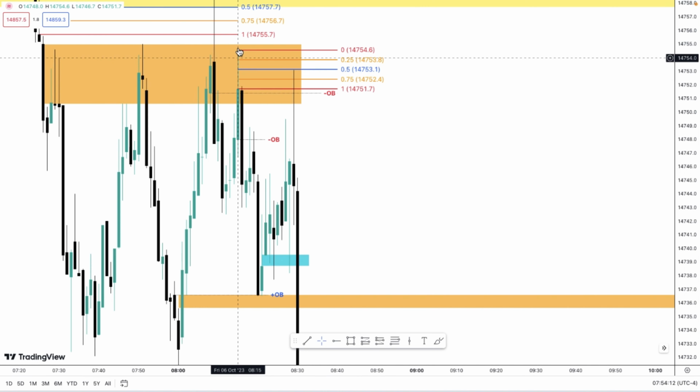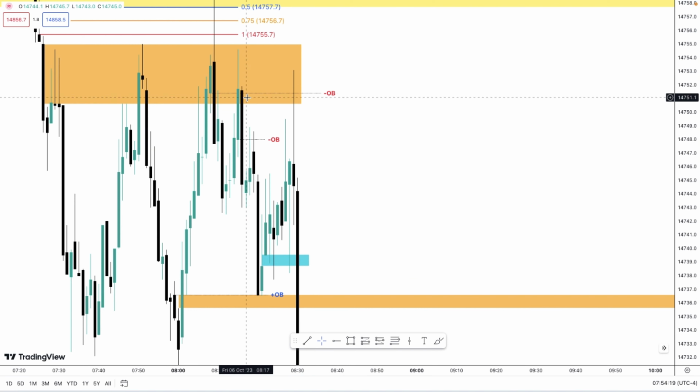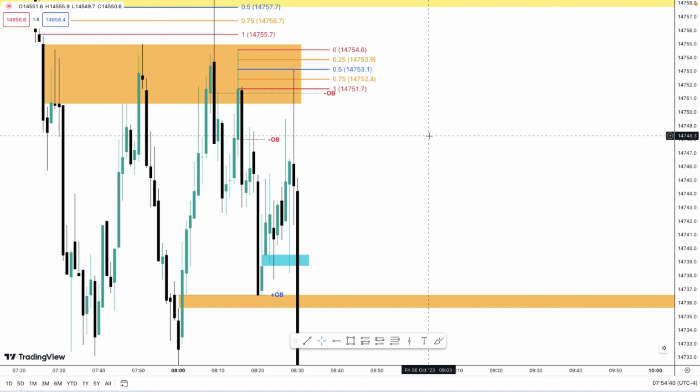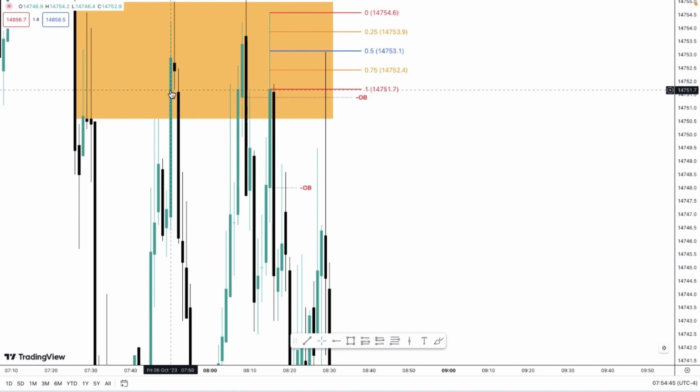This week, let me just remove this for now. This week that we had initially left here, we left this week at 8:15. So weeks are gaps. A week is a gap. So we treat weeks like gaps. So the midpoint of a gap, the consequent encroachment.